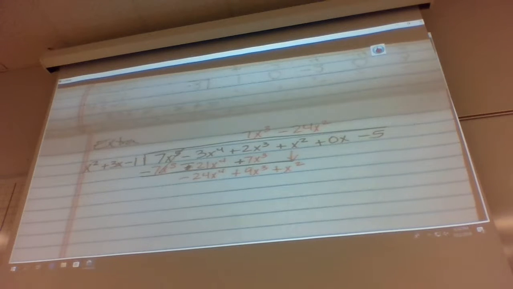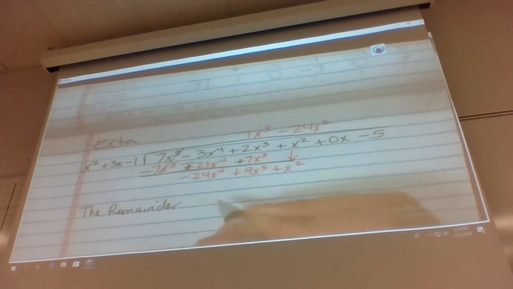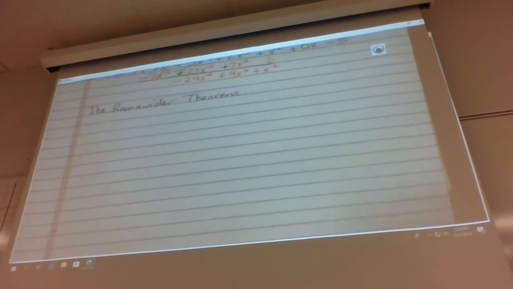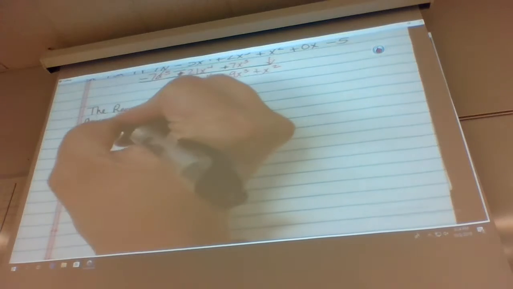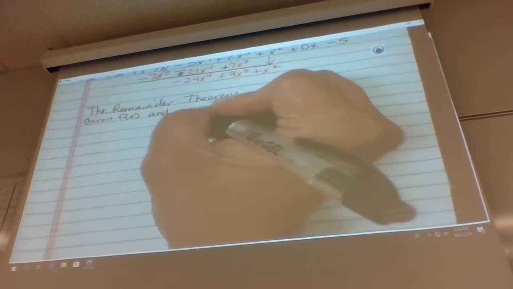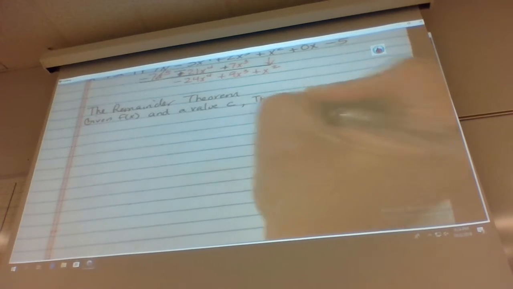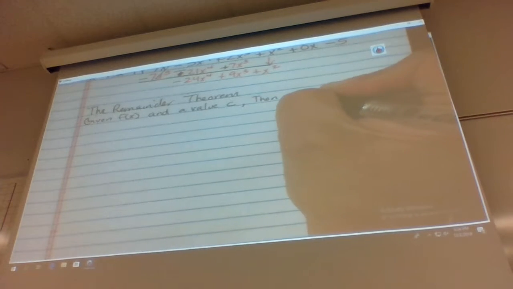It's the remainder theorem. Given f of x and a value c, then you will find f of c. This is still 4.3, a very long one close to the end. And what does f of c mean?